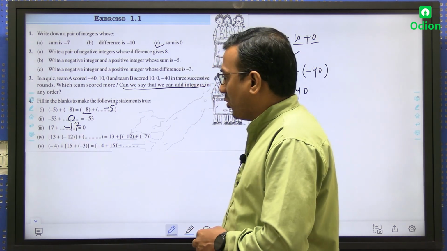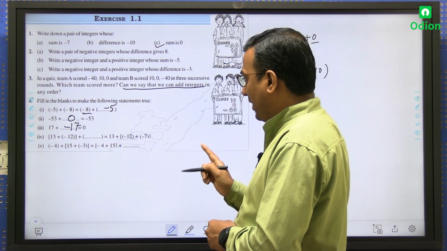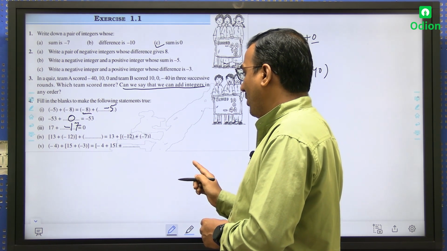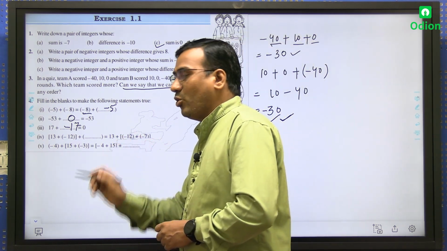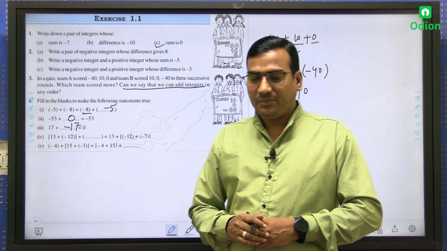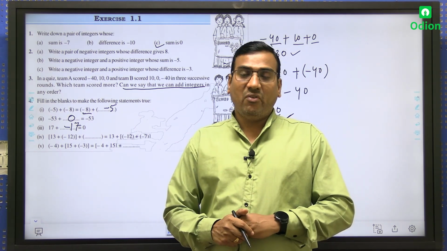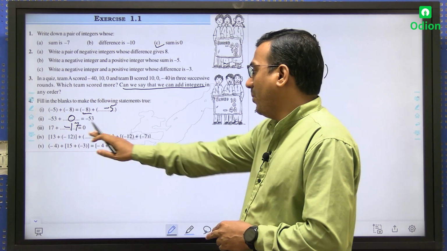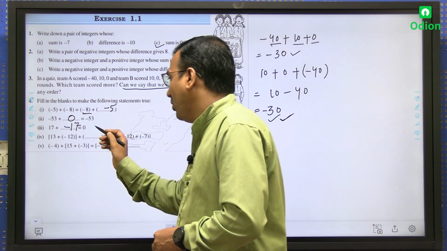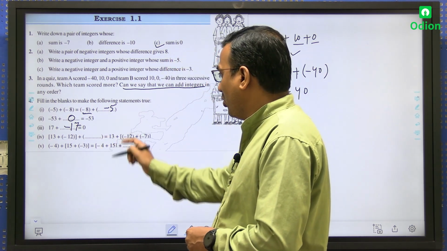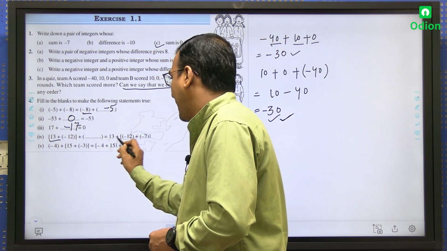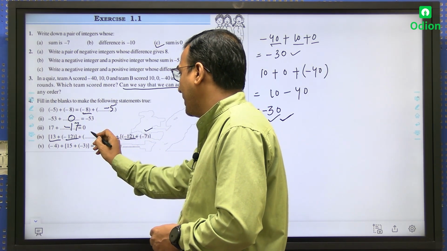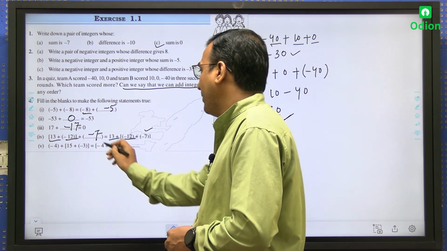Then another question: 13 plus minus 12 plus dash is equal to 13 plus minus 12 plus minus 7. It is a question based on the associative property of addition. It means if we change the grouping, then the answer in both cases will be the same. Then what number is missing over here? Just look at the question: 13, minus 12, minus 12, minus 7. The minus 7 is missing. Then just write this number, minus 7.